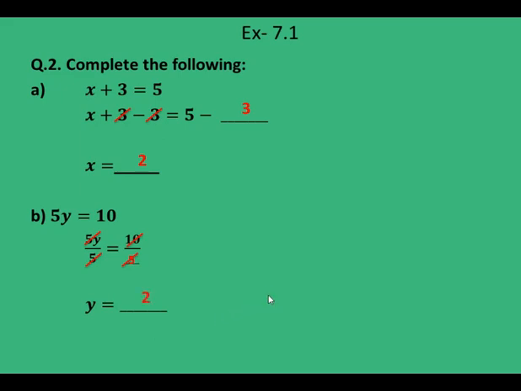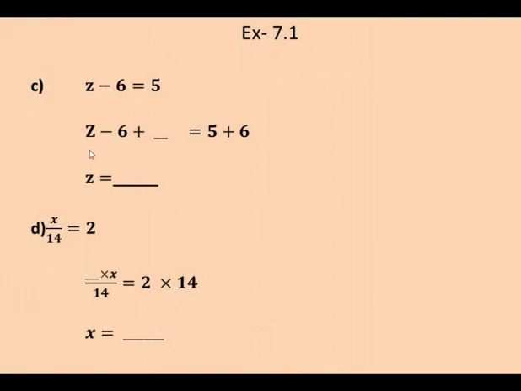Okay. Then we are having C and D part. So z minus 6 equal to 5 we have been given. So in the second step, z minus 6 plus 6, and here on the RHS side we have done 5 plus 6. Now minus 6 plus 6 has been cancelled. So z will be equal to 5 plus 6, 11.